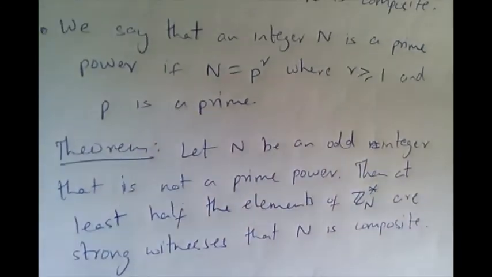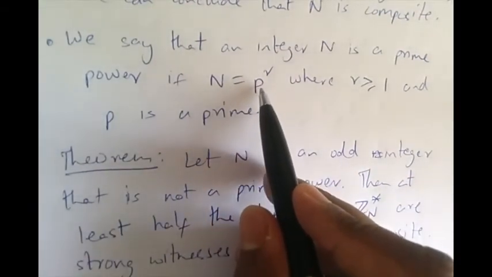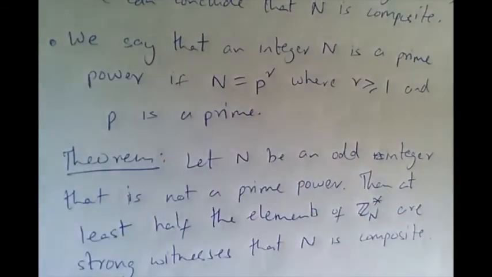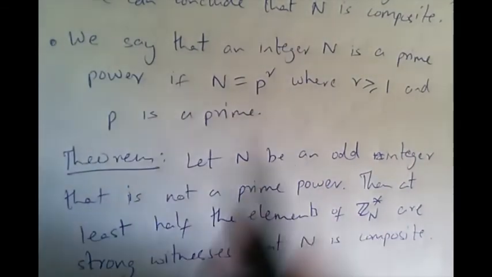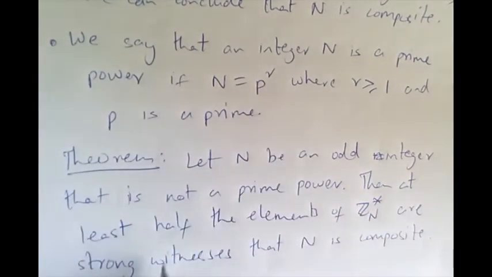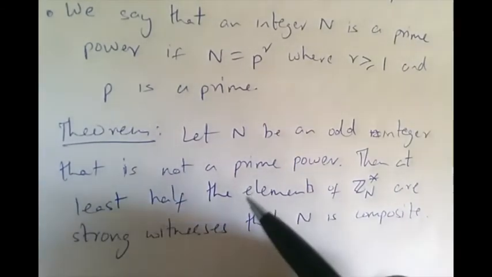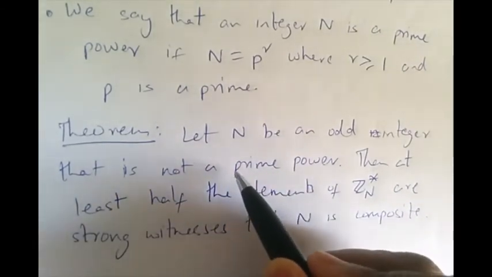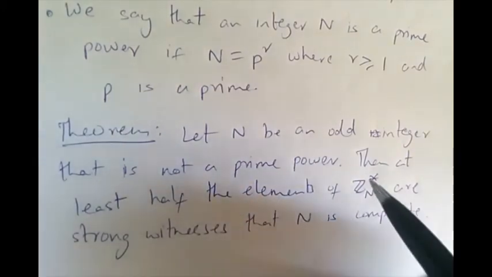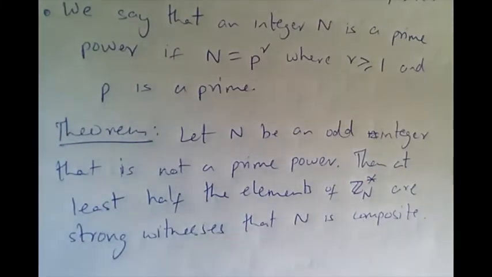So what is a prime power again? n is called a prime power if n is p raised to r, where p is a prime. Now, if n is not a prime power, then it can't be prime either, because primes are also prime powers; we are allowing r to be 1. So if n is a composite number that is not a prime power, it is not a prime either. Then at least half the elements in Zn star are strong witnesses that n is composite.